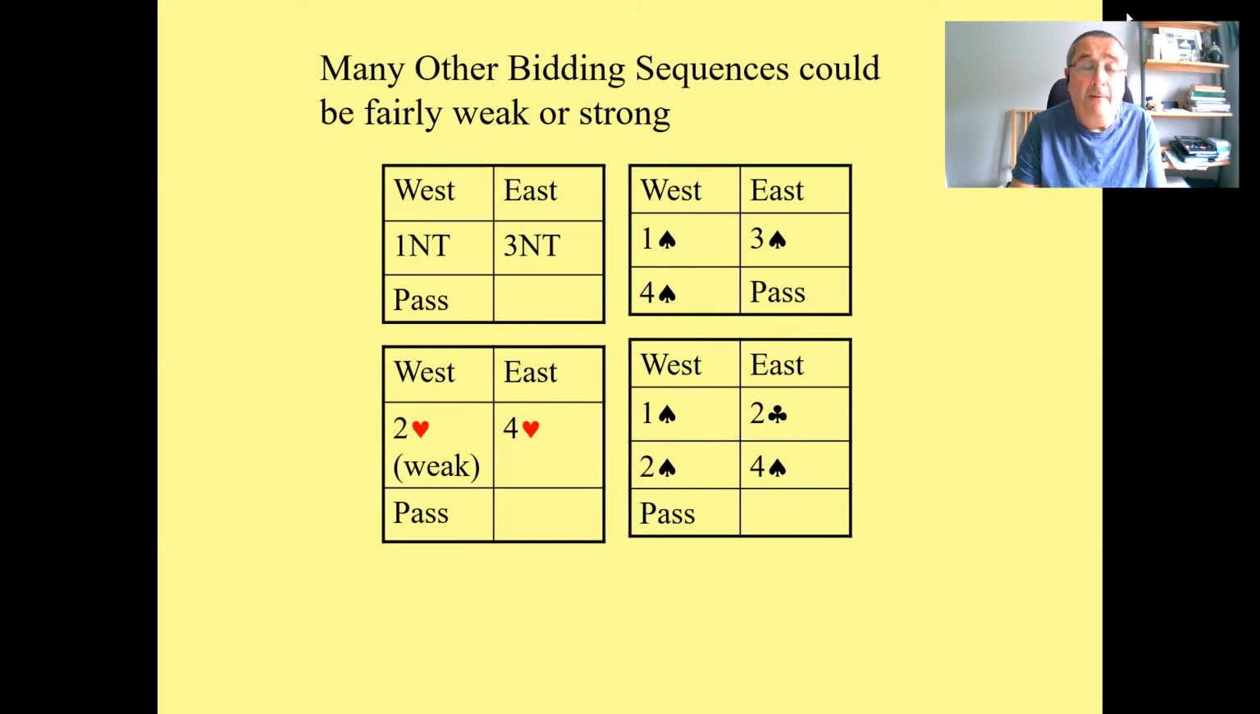But there are very many bidding sequences where you don't know whether it's a weak or a strong sequence, like 1 no trump, 3 no trump, 2 hearts, 4 hearts, or those sequences on the right leading to 4 spades. So you're in the dark really, and you would just be judged by your hand in many situations.